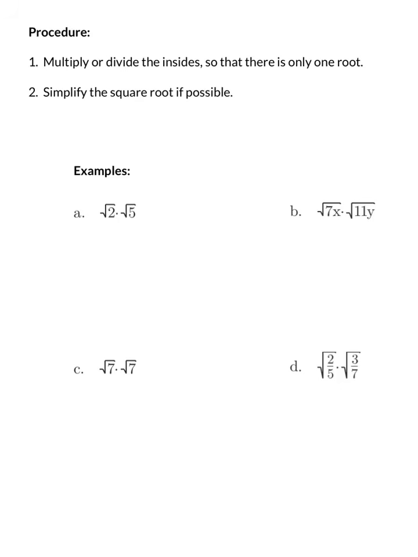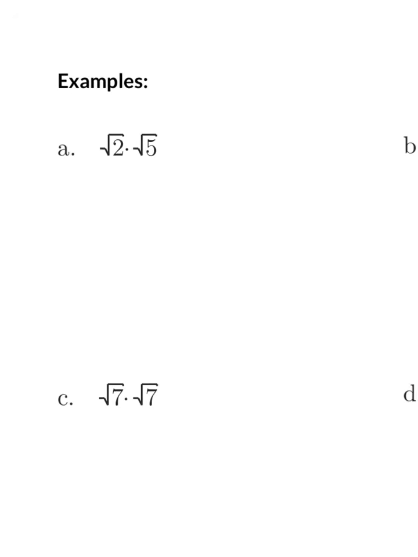With this first set of examples, we're going to talk about our product rule. We're going to talk about combining our square roots together. So what we want to do is multiply or divide the insides so that there is only one root. And from there we want to simplify the square root if possible. So let's go ahead and look at some examples.